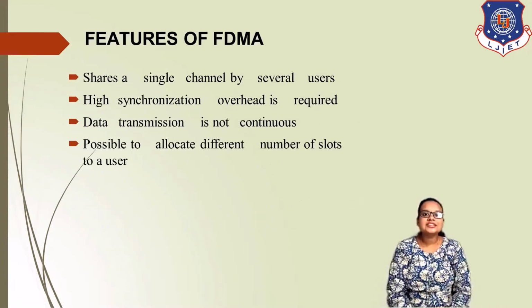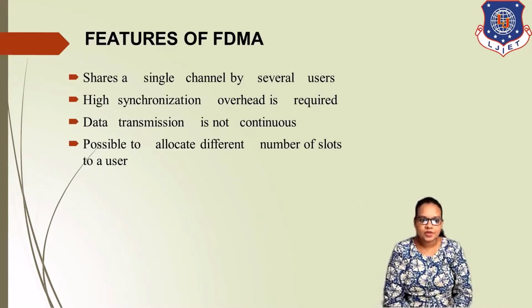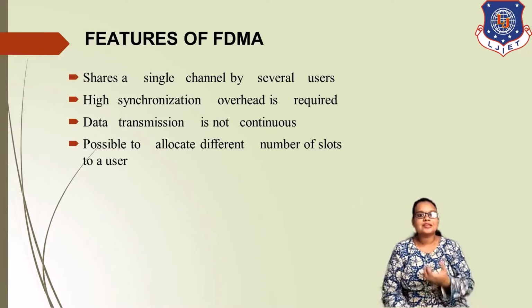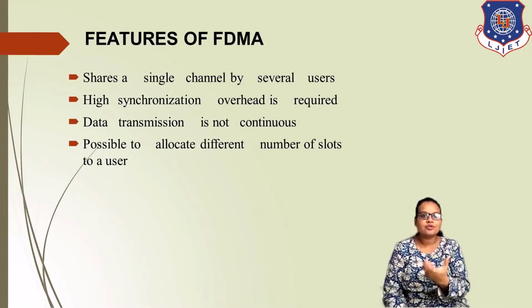Now, what are the different features of FDMA? So, first feature is that it shares a single channel by several users. That means the frequency channel is continuous or constant. So that particular frequency channel, or you can say bandwidth, is constant and is shared by these multiple users with the help of given time slots.